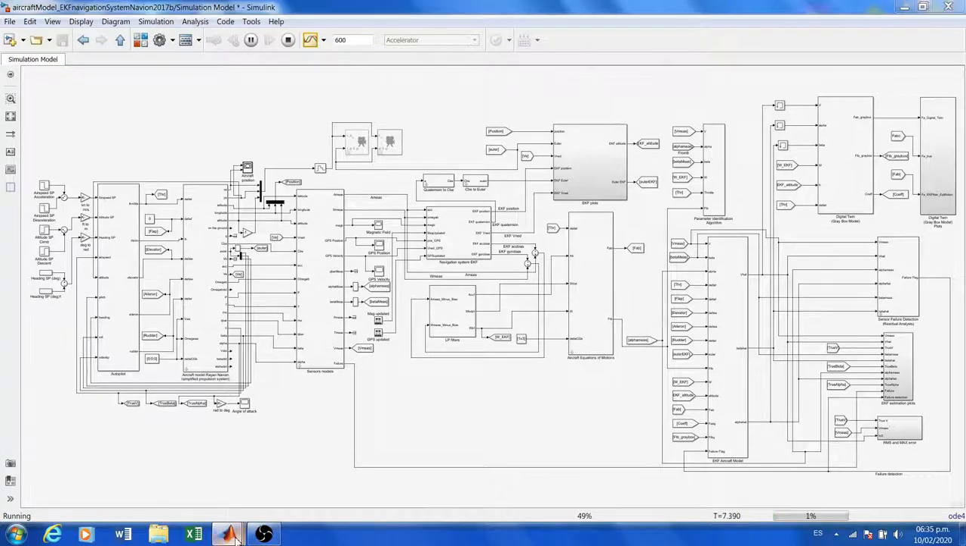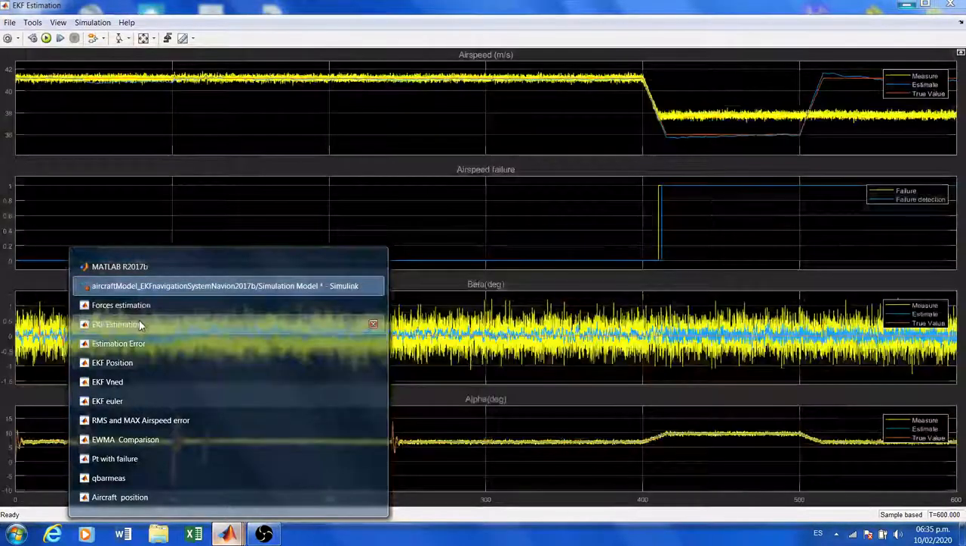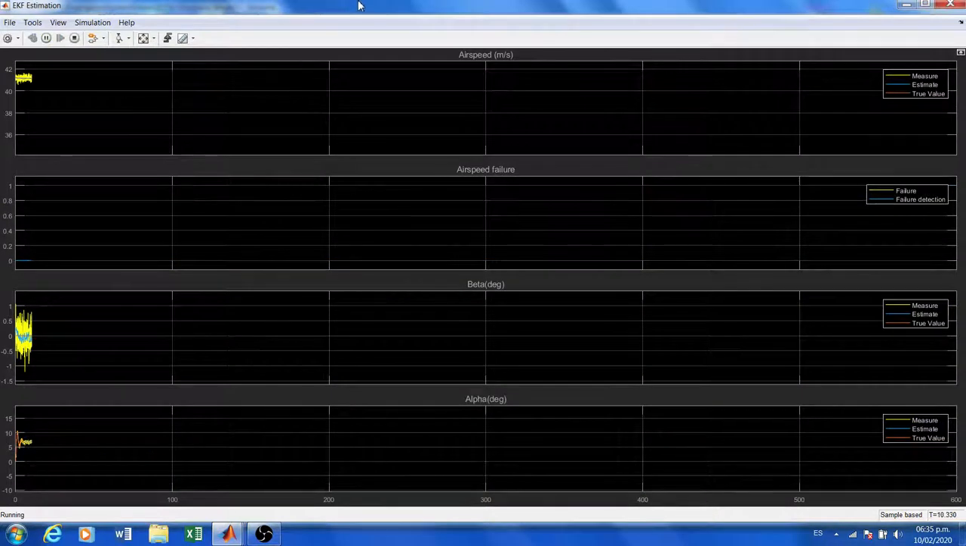Let's see the estimation plot. Here we see the estimation is the airspeed. Here is the failure, it will occur here in 20 seconds. Beta angle and alpha angle. Here we will see how it shifts to one when the failure occurs. As you see, the failure detection will take a few seconds.